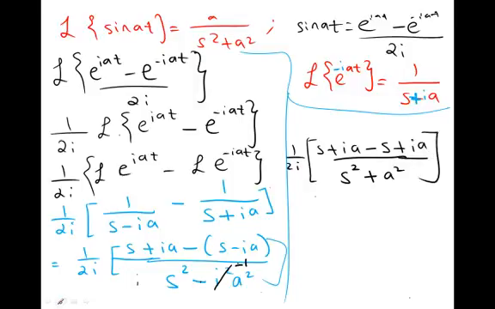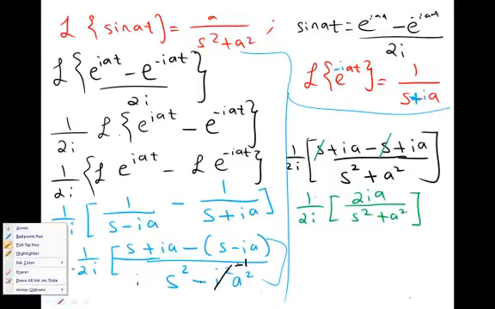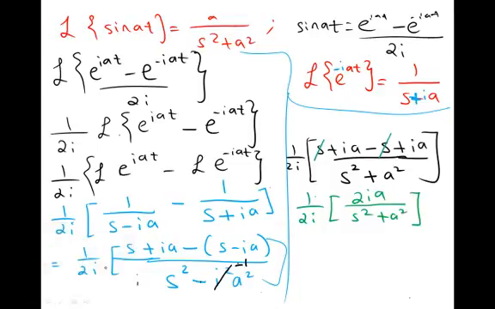Okay, good. So now what I can cancel out here is s with negative s, and you're going to be left with 2ia over s squared plus a squared. Now you can cancel out the 2i with the half of 2i. So what will be left is a over s squared plus a squared. So we already have proved here that Laplace of sine at equals a over s squared plus a squared.